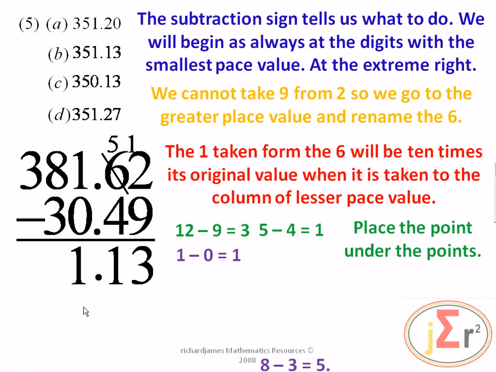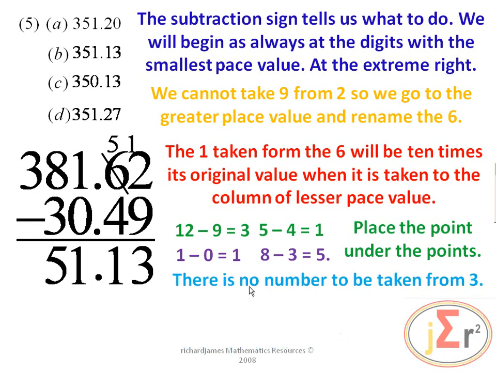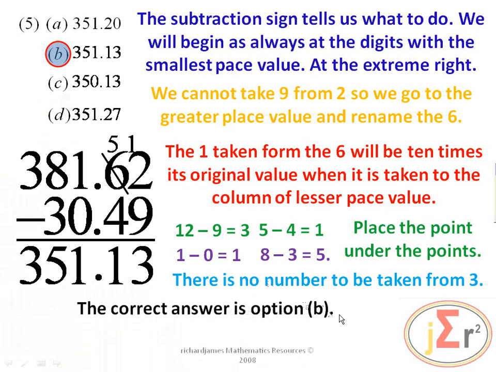And what do we do next? We say 8 minus 3, or 8 take away 3, or 8 subtract 3, and the result is 5. So 5 goes right there. And then finally, what do we say? We will say, take away nothing. There is nothing to be subtracted from that 3, so 3 goes there. And that is represented by option B. The correct answer is therefore option B.